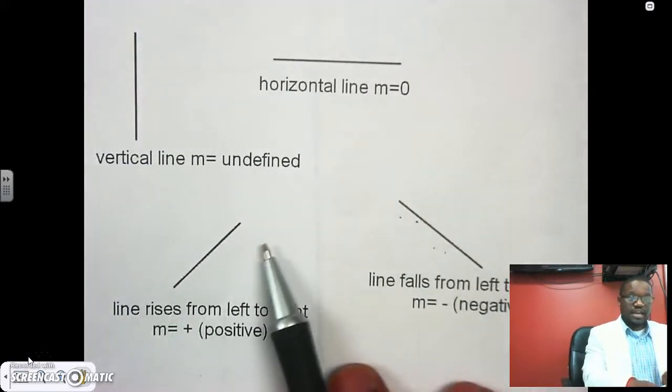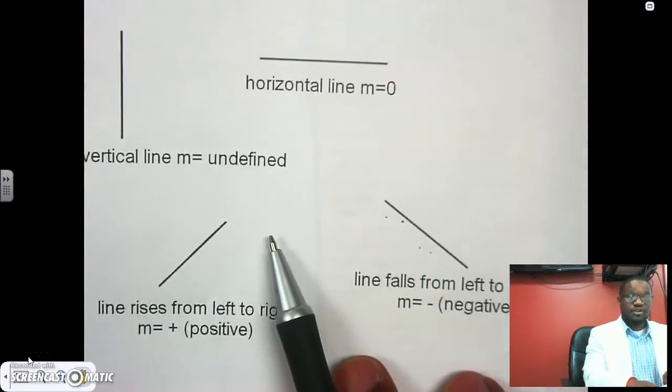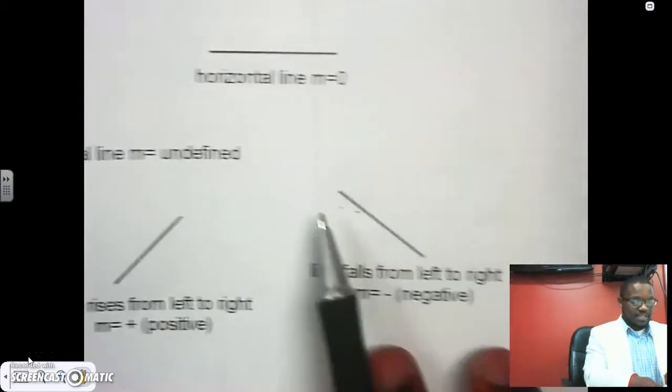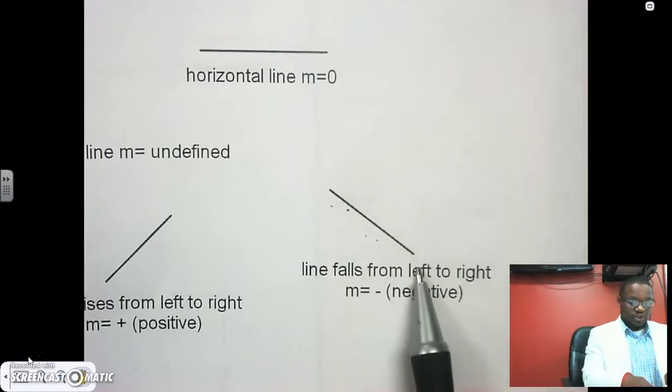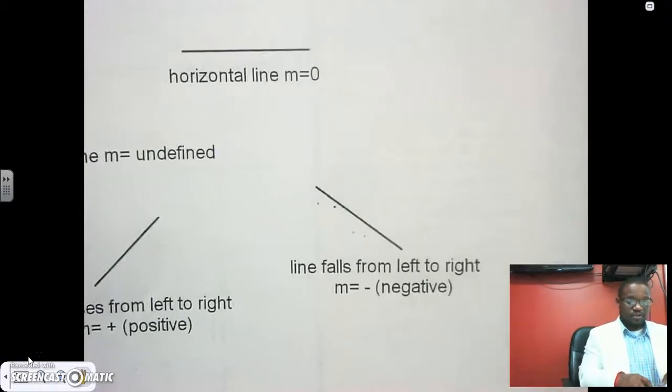Anytime from left to right a line goes up or rises, that's a positive slope. I may not know the number. Anytime it goes down from left to right, that's a negative slope. I may not know the number. So let's check that real quick.